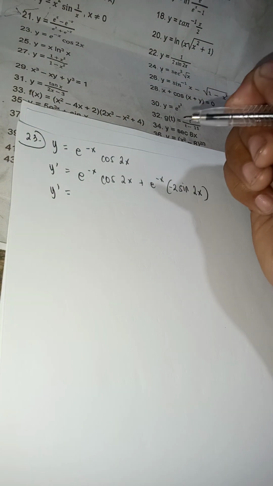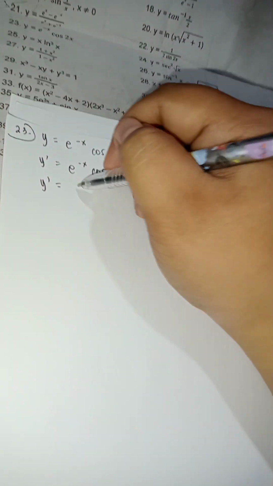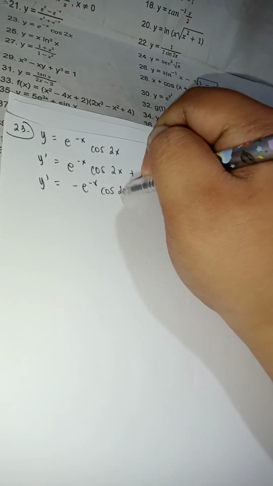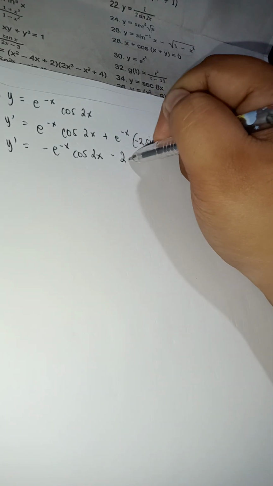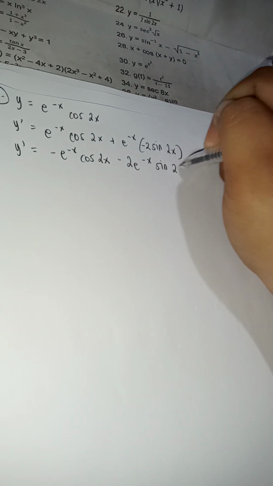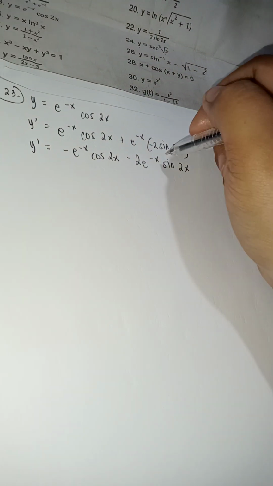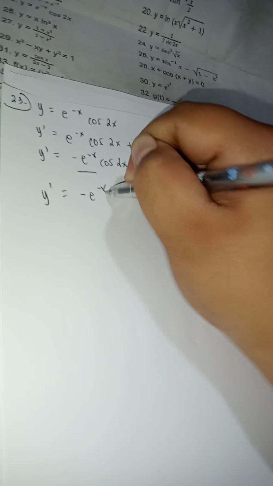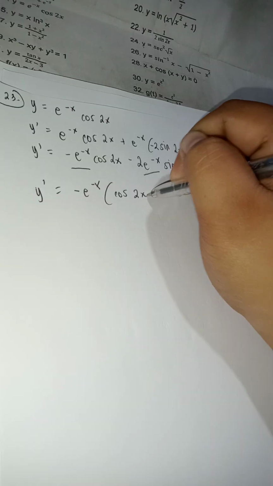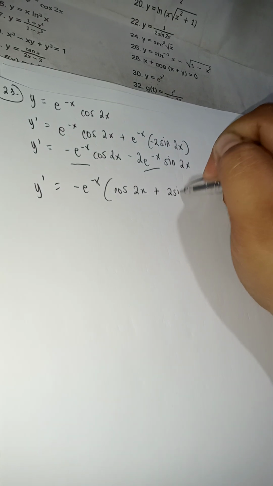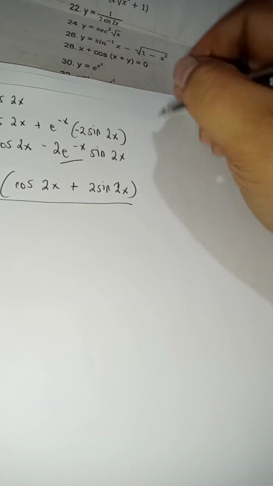So we are going to simplify. Okay, so e to the negative x cos 2x minus 2 e to the negative x sine 2x. We cannot solve more, so we are going to factor out e to the negative x. So it results to e to the negative x times cos 2x plus 2 sine 2x. So this is our final answer. Number 24.